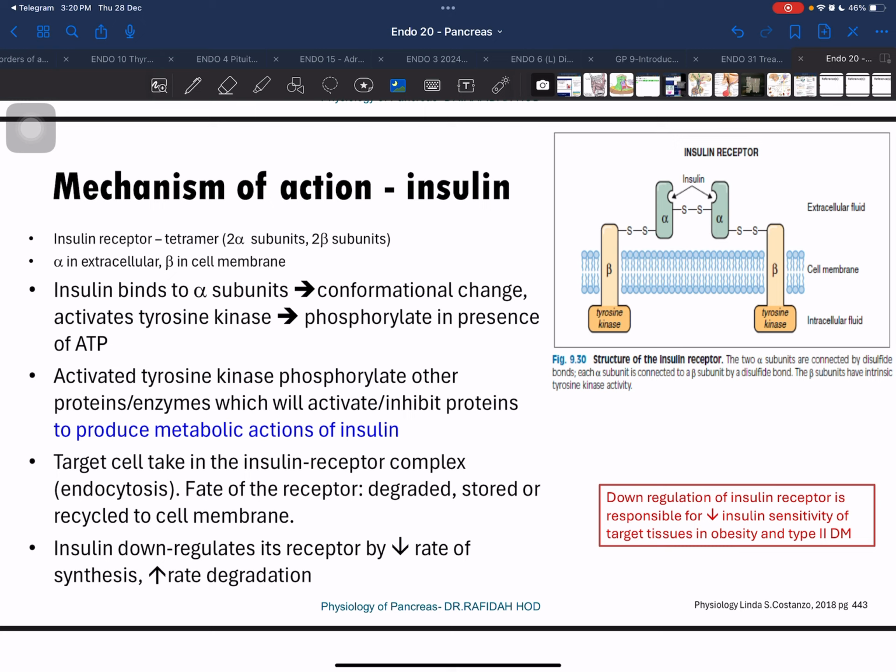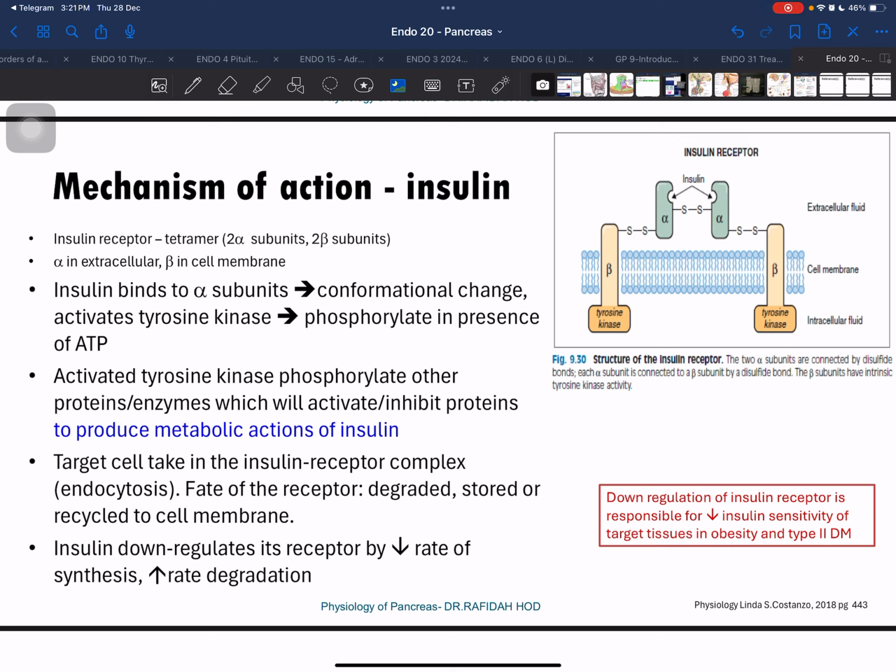So dekat cell membrane ni, you have the insulin which is composed of tetramer, and you have the receptor. So the receptor is a tetramer. So we have alpha and beta. So alpha and alpha ni dia ada disulfide chain, and alpha and beta pun dia ada disulfide chain. So the beta one is in the cell membrane, tapi the alpha chain lies outside extracellular dekat situ. So dia ada 2 alpha and 2 beta subunits. This is your insulin receptor.